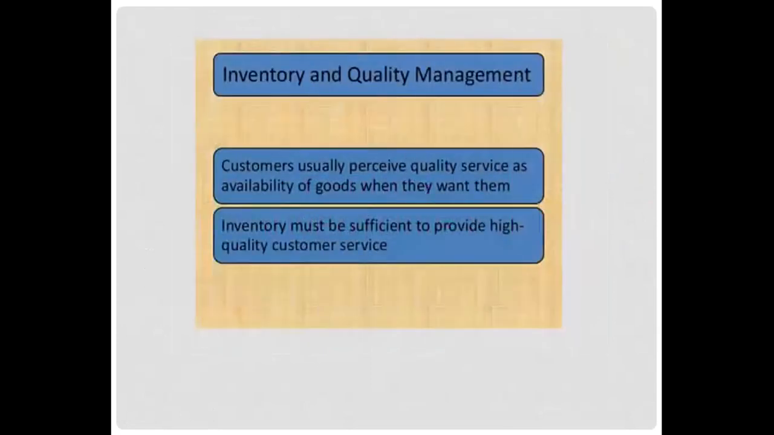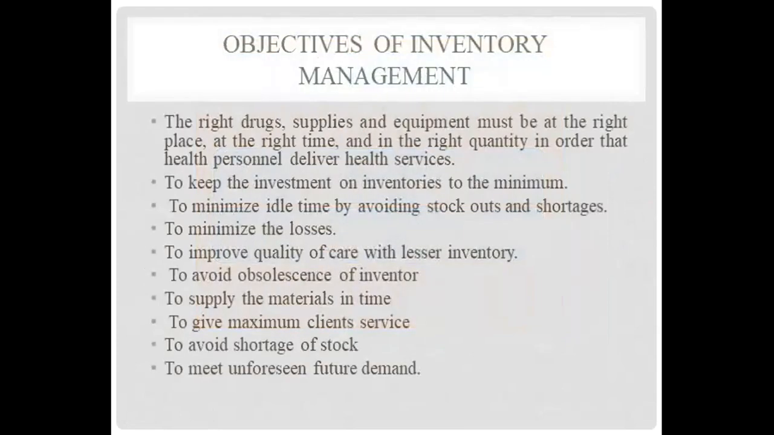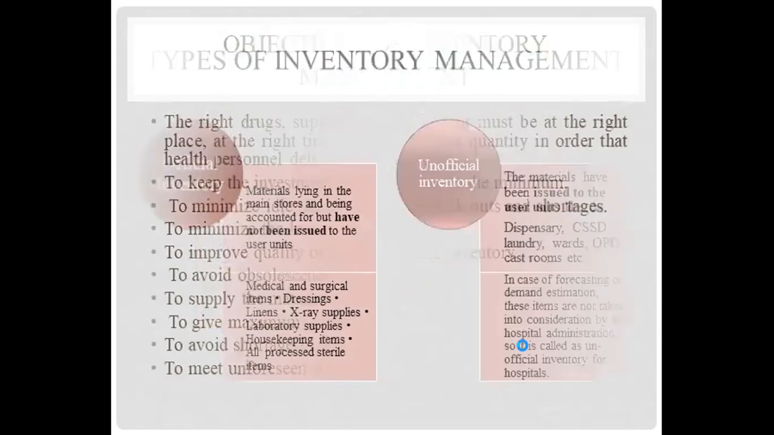Inventory and quality management. Customers usually perceive quality service as availability of goods when they want them. Therefore, inventory must be sufficient to provide high quality customer service. The objectives of inventory management are to provide the right drug supplies and equipment at the right place, at the right time, and in the right quantity; to keep the investment on inventories minimum; to minimize idle time by avoiding stock outs and shortages; to minimize loss; to improve quality of care; to avoid obsolescence of inventory; to supply material in time; to give maximum client service; to avoid shortage of stock; and to meet unforeseen future demand.